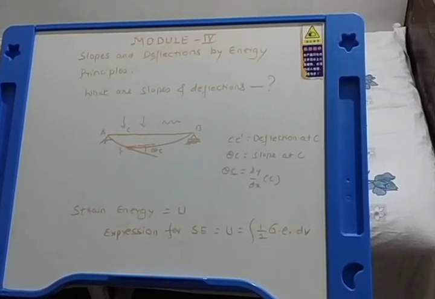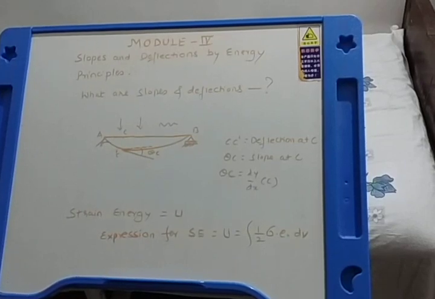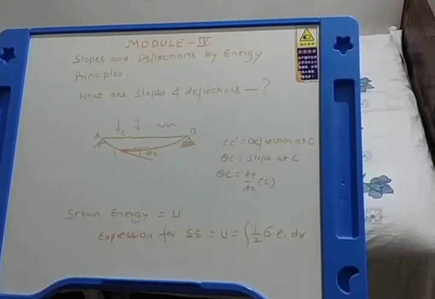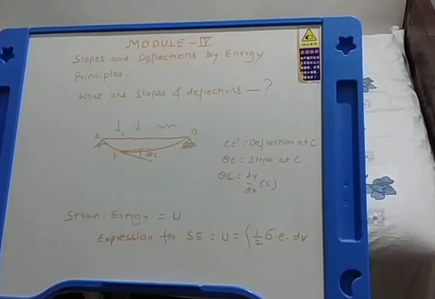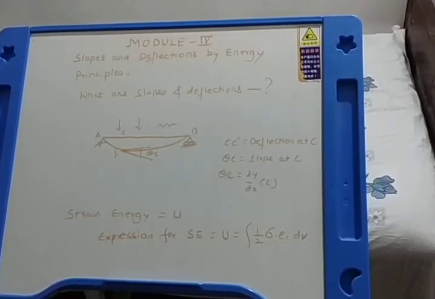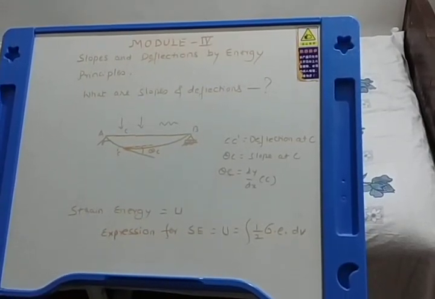Today we will be starting a new module, module 4, and this module is about finding slopes and deflections using energy principles. But before we go into this module, let us know what we mean by slopes and deflections. Of course it was there in the previous semester in strength of materials, but just as a revision, let me quickly tell you what we mean by slope and deflection.